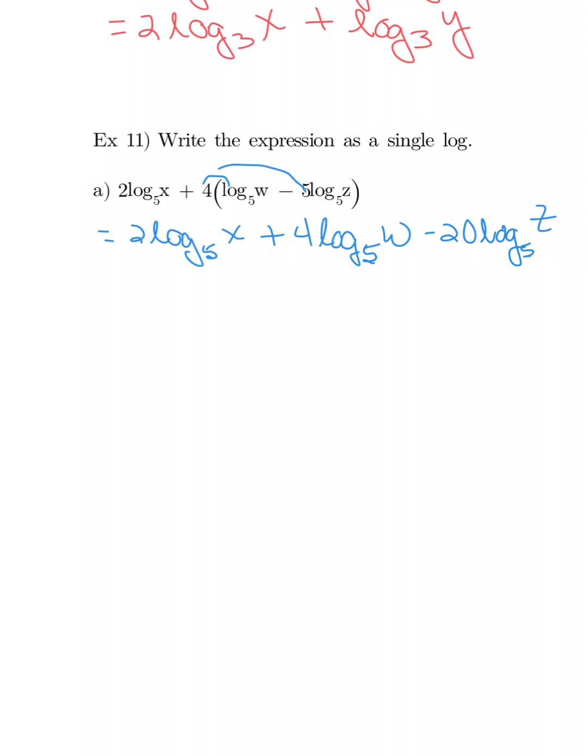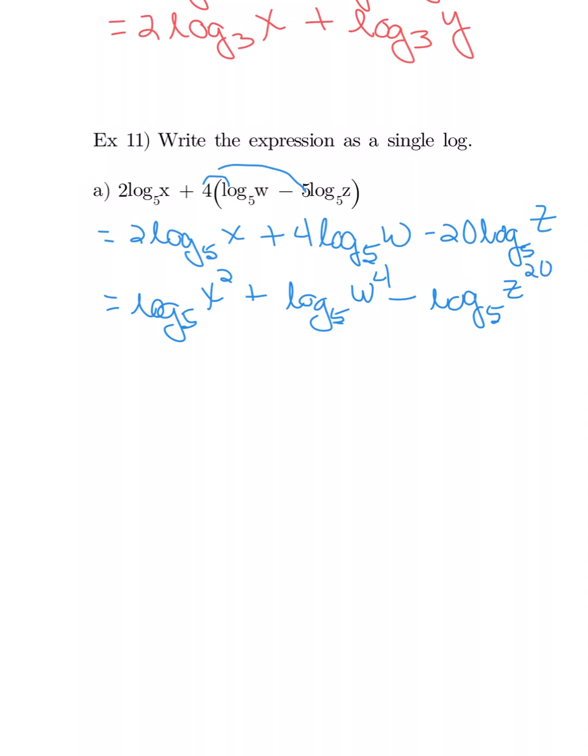All those numbers that are on the front as coefficients need to become powers of the argument. So our first term becomes log base 5 of x squared, plus our second term becomes log base 5 of w to the 4th, minus the third term becomes log base 5 of z to the 20th.